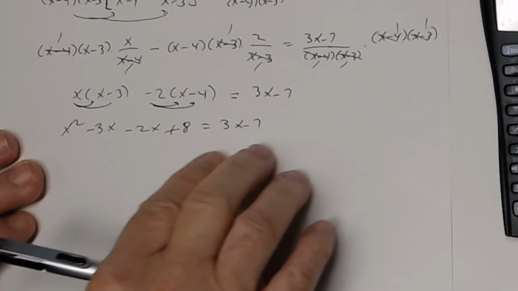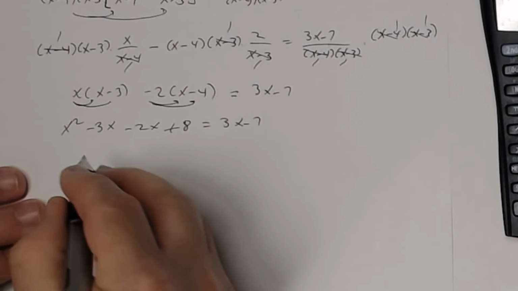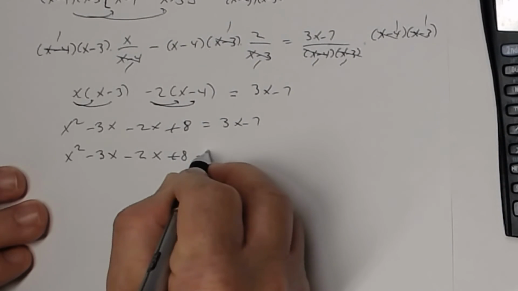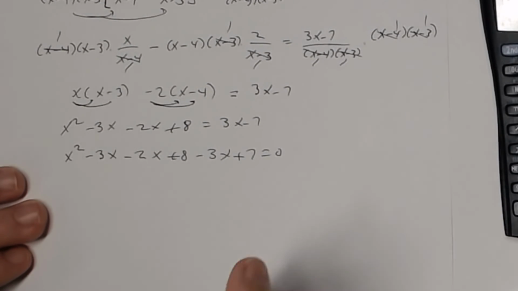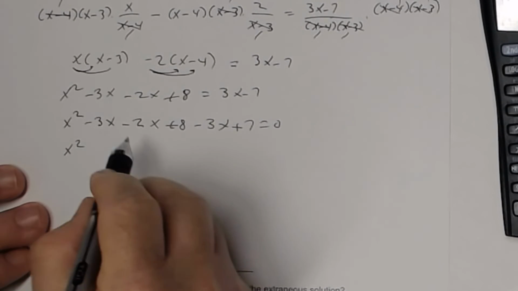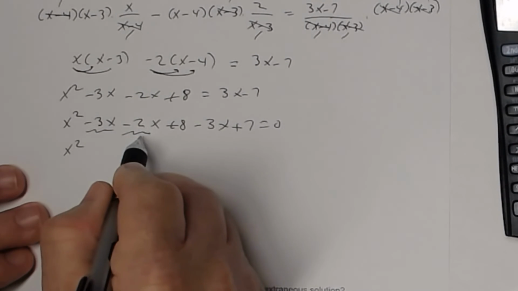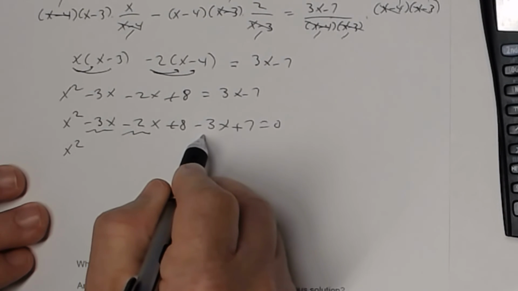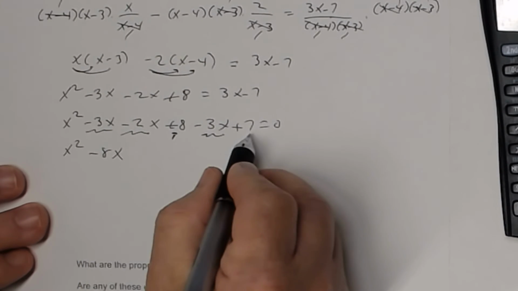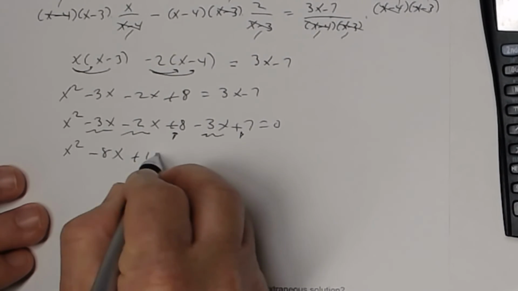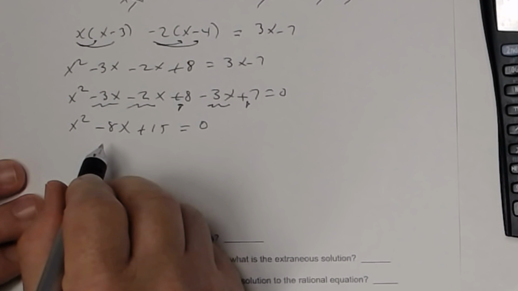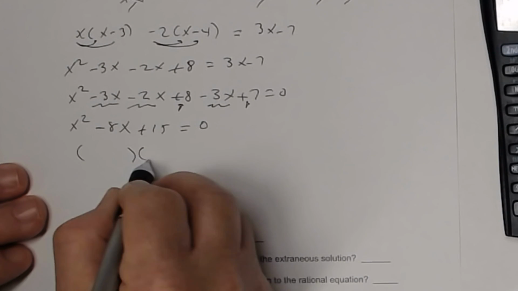So I'm going to bring all the terms to one side so I can put it in standard form. So I get x squared minus 3x minus 2x plus 8 minus 3x plus 7 equal 0. So I brought those two terms to the other side. Combining like terms, I get x squared. A negative 3x and a negative 2x is a negative 5x. A negative 5x and a negative 3x is a negative 8x. And then 8 plus 7 is a positive 15 equal 0. And so this is factorable. Or you can use the quadratic formula, but we're going to go ahead and factor this.